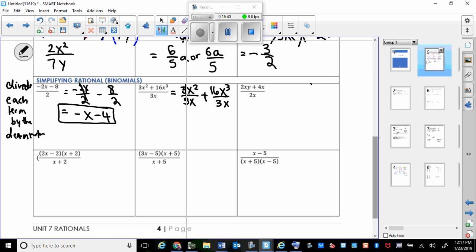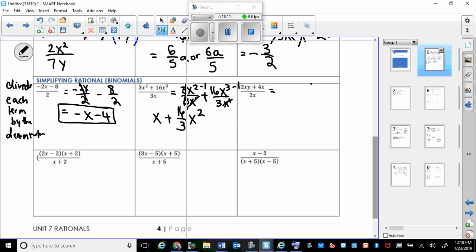Next, we have 3x squared divided by 3x plus 16x cubed divided by 3x. Simplifying, 3 divided by 3 is just 1. X squared, you have 2 on top, 1 on the bottom. You take 1 away, you're left with x. Plus 16 over 3 is just 16 over 3. But your x's, you have 3 on top, 1 on the bottom. Take 1 away from the top, and you're left with x squared. And there's a simplified version of this rational.